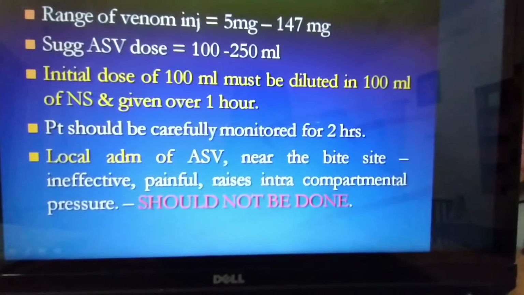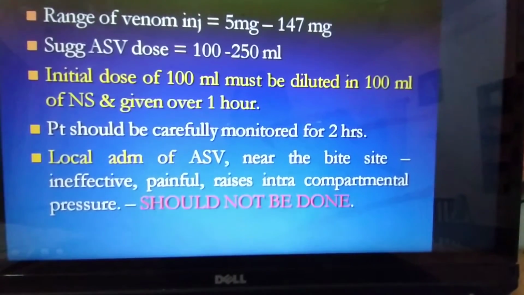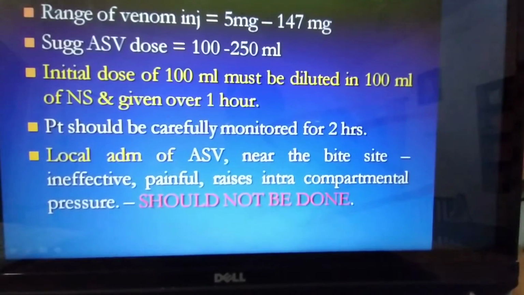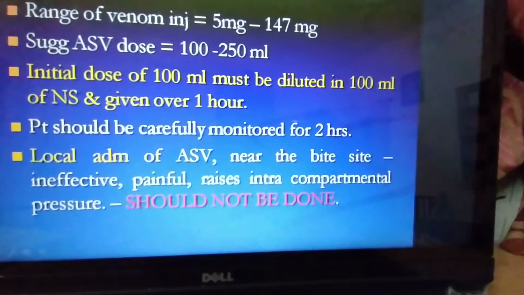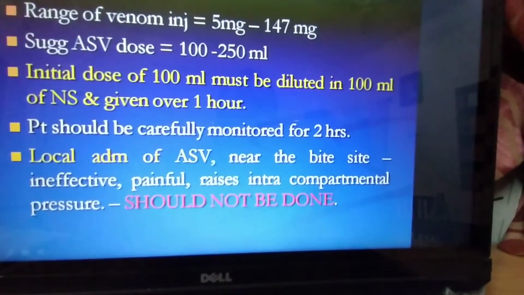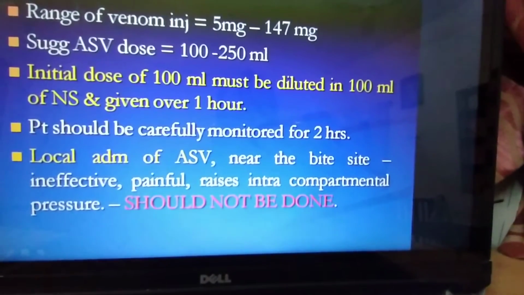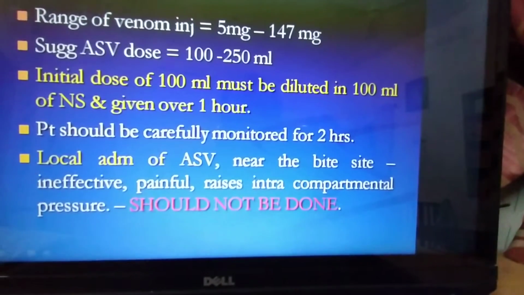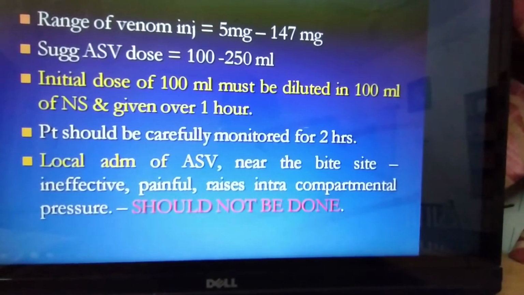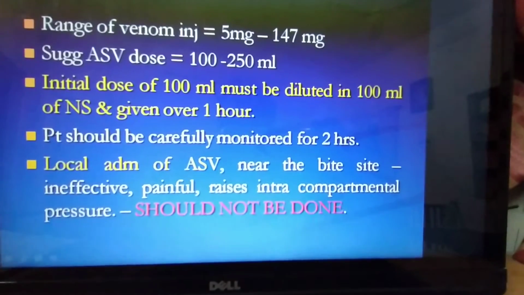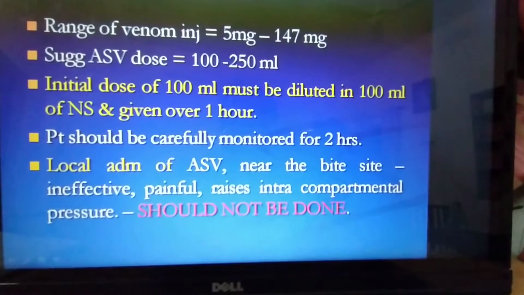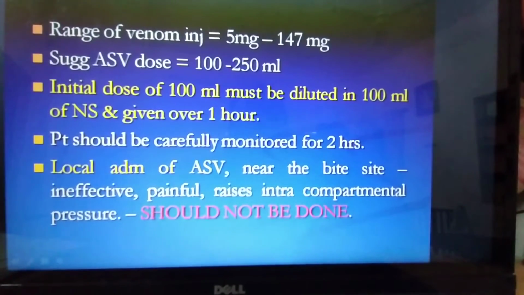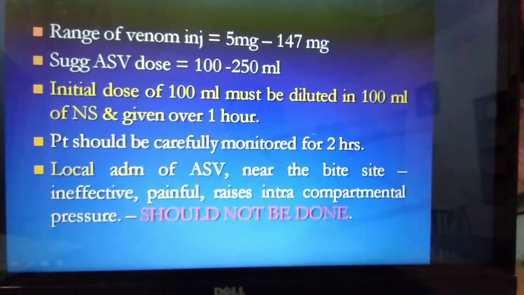The initial dose of 100 ml must be diluted in 100 ml of normal saline and given over 1 hour, because you know that 5 to 6 milligram of venom has entered your body. You need a minimum of 100 ml of anti-snake venom to neutralize that 5 milligram. So that is the initial dose.